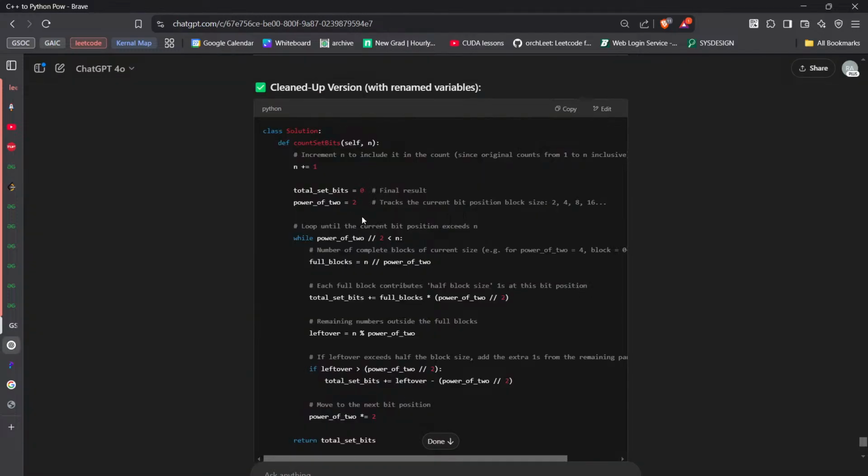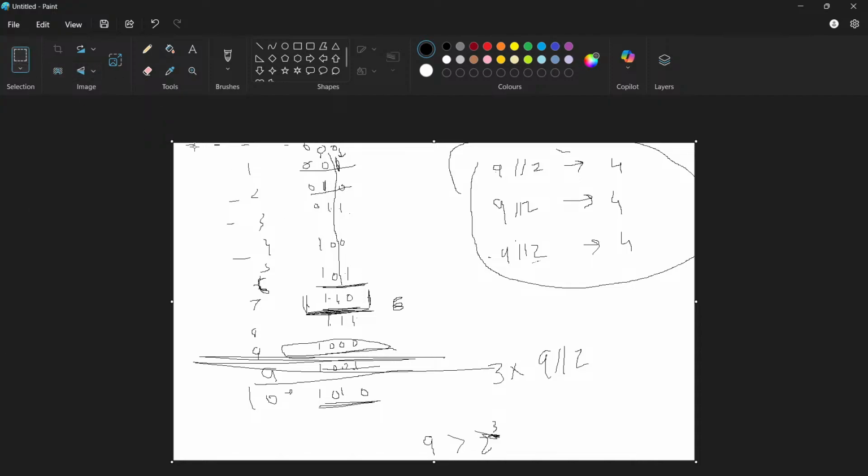Okay, anyways, total set bits is equal to 0. Final result, this will increase slowly. Power of 2 is equal to 2. It tracks the current bit position block size: 2 4 8 16. Okay, while power of 2 modulo 2 is less than n. So first let me do this mathematically.